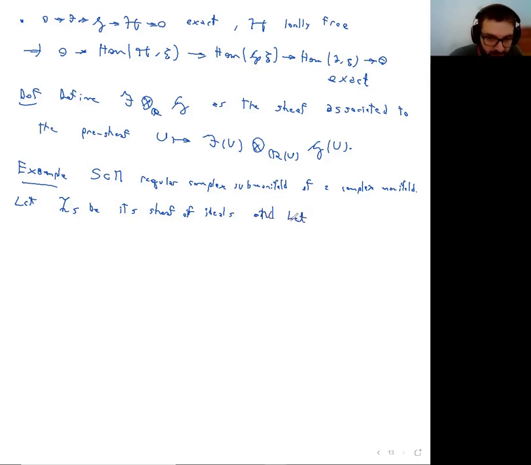And let us also define O_S by definition O_M mod I_S. I'm calling it O_S because this is really isomorphic to, if you just think of S as a complex manifold by itself, the sheaf of holomorphic functions on S.